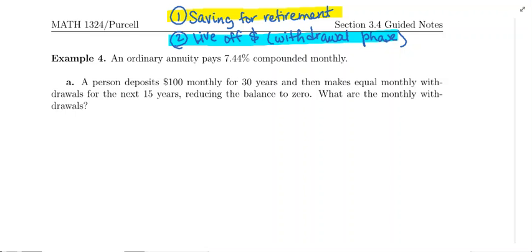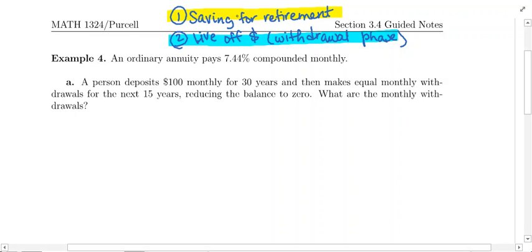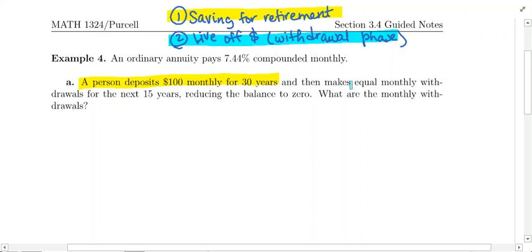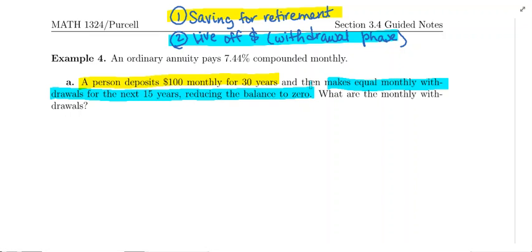We know that the person deposits $100 monthly for 30 years. That is how they're saving or making contributions to their retirement account, so I'm going to highlight that part in yellow. Then the problem talks about how they live off the money, how they make withdrawals out of this account. They make equal monthly withdrawals for the next 15 years, and that ultimately brings the balance of the account down to zero. So those are your two phases of retirement highlighted for you.